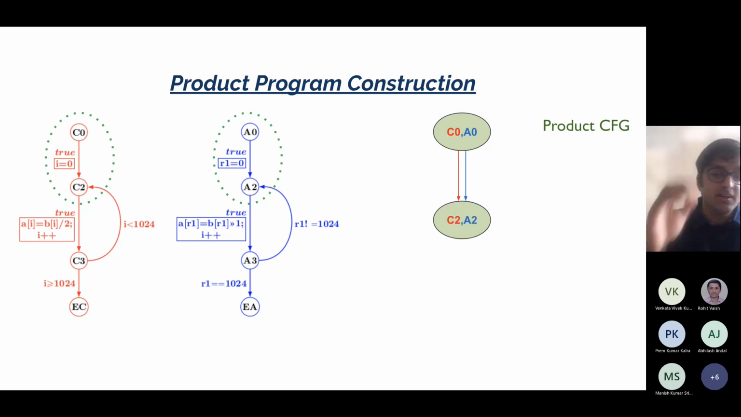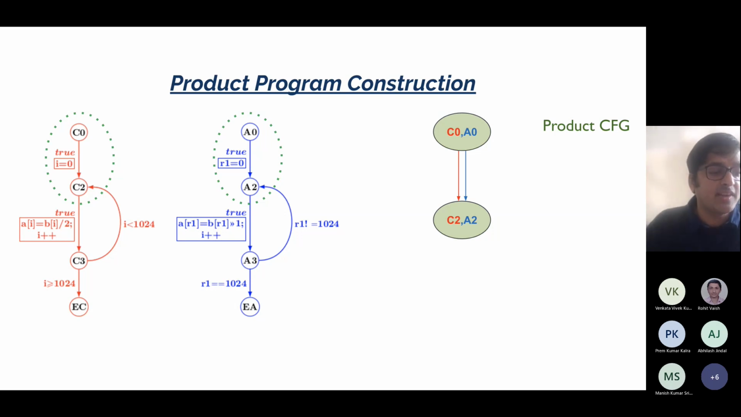In this product CFG figure, this correlation is completed by correlating the edge from C0 to C2 with A0 to A2. The C program's edge is shown in red while the assembly program's edge is shown in blue. In general, it is hard to determine which path in the C program to correlate with which path in the assembly program in lockstep. The relations between the states of the two programs are added as invariants at the endpoints of these correlations.